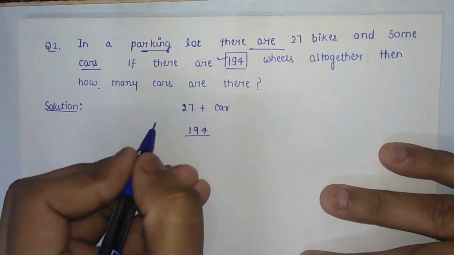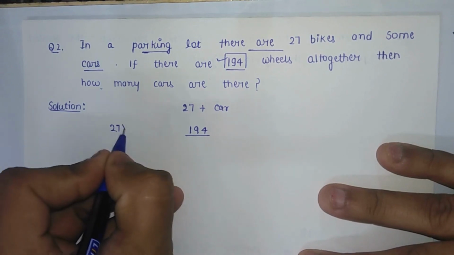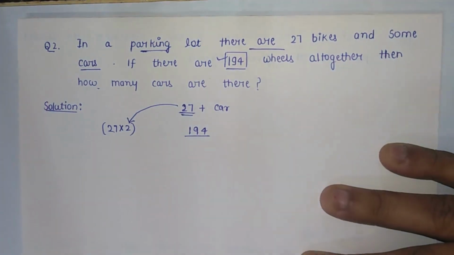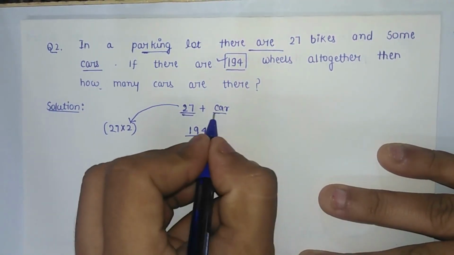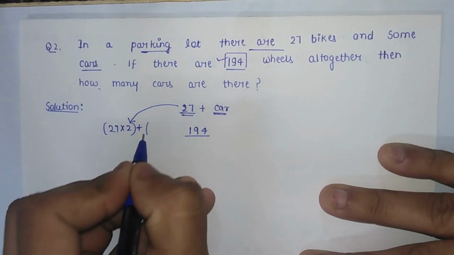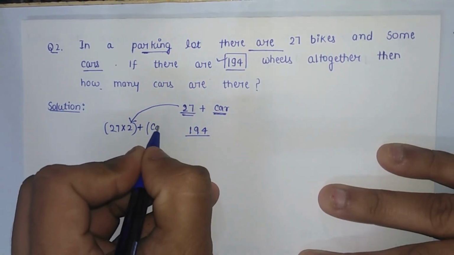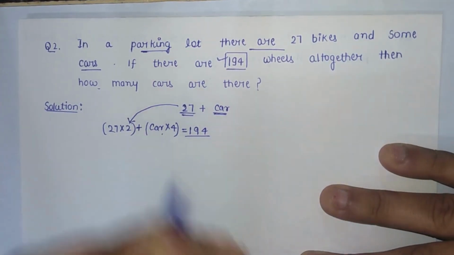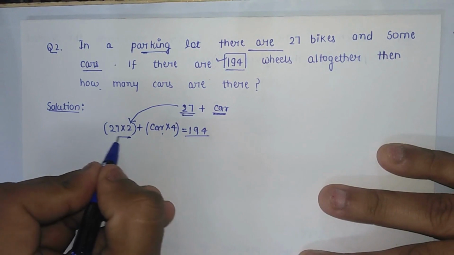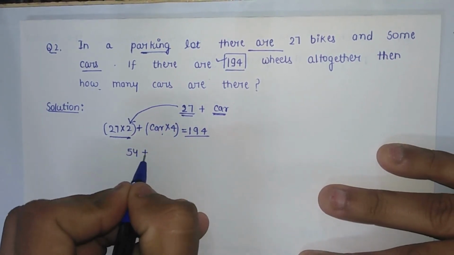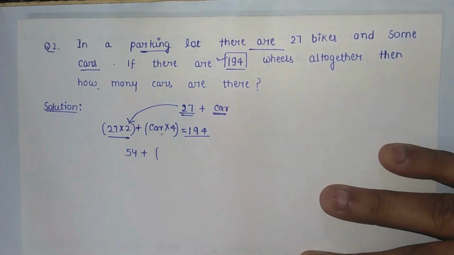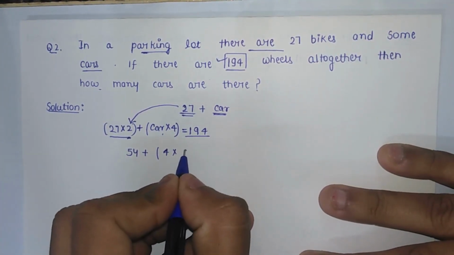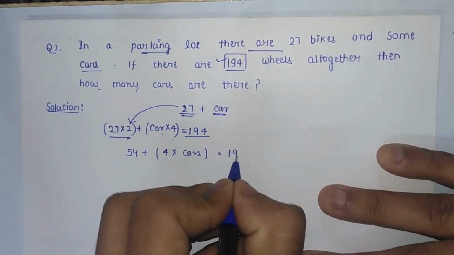If we talk about wheels, then a bike has 2 wheels, right? So we have to multiply the number of bikes with 2 for getting the number of wheels, and the number of wheels for a car is 4. Each car has 4 wheels. So if we take the summation of these, then it is given as 194. Number of wheels for bike is 27 times 2, which is 54. Number of wheels for car is unknown to us. It is 4 times number of cars. Let's keep it this way only, and this is given as 194.